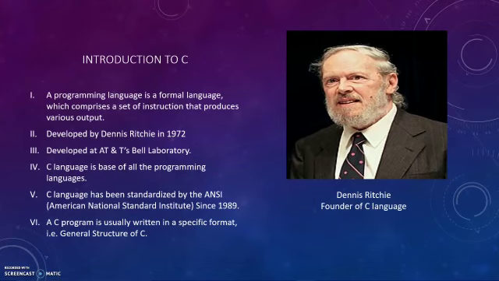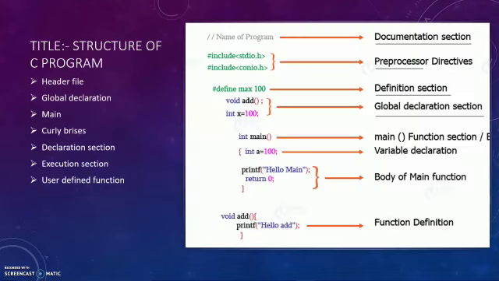C language was developed by Dennis Ritchie in 1972. He developed C language at AT&T's Bell Laboratory. In today's world, C language is considered as the base of all the programming languages. Every C program is written in a specific format, which is called the structure of C.